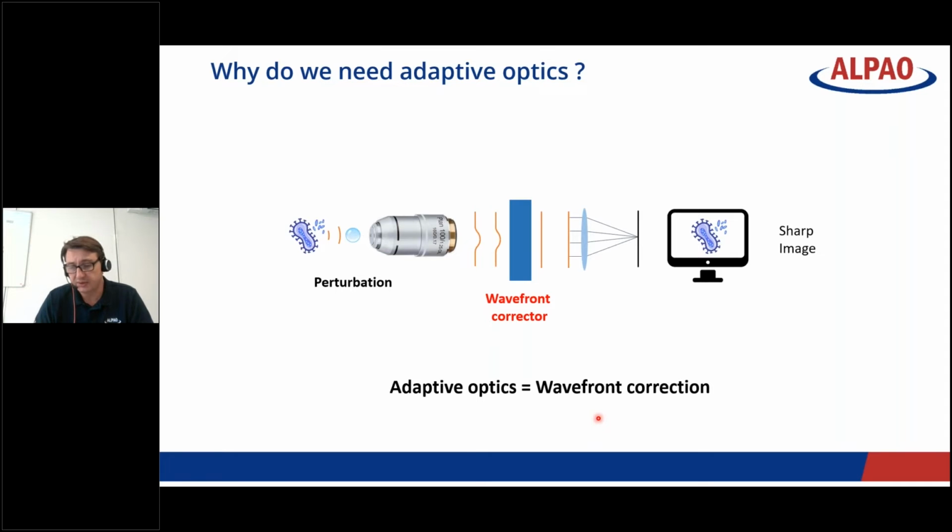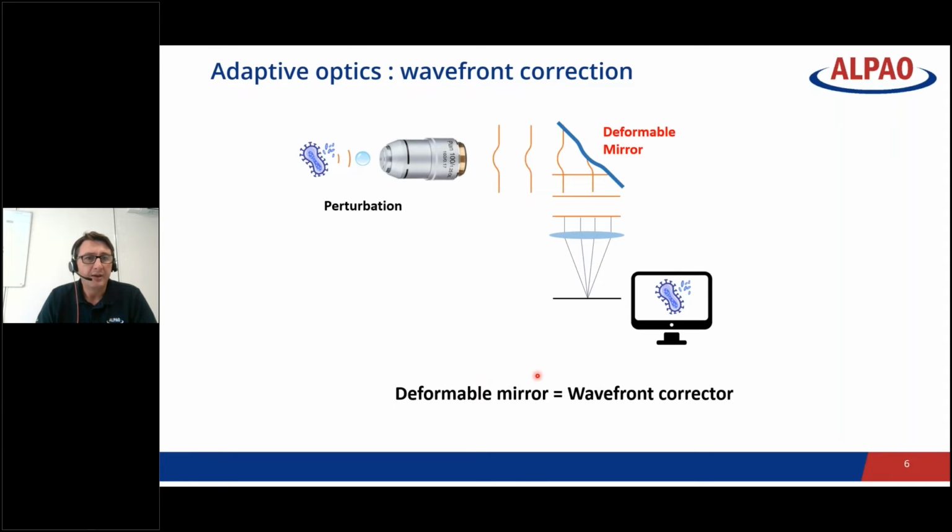So how can it work in practice? Most of the time, the wavefront corrector is what we call a deformable mirror. There are other techniques, but I will focus on this one because it's easy to understand. The idea is that you just put a regular mirror, but behind the mirror, you have small actuators that can push and pull on the surface and make a bump onto the mirror that will compensate for the bump onto the wavefront. And this is what will give you a flat wavefront and give you the sharpness of the image.